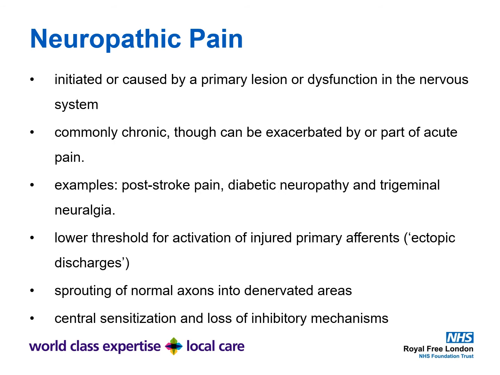The neuropathic pain pathways are very different to those of acute pain. It seems that there are lower thresholds for activation of the injured primary afferents. You've obviously heard of ectopic beats, and it seems that in chronic pain there are ectopic discharges of injured primary afferents, which means patients are getting multiple extra pain signals that they otherwise wouldn't have. There is also sprouting of normal axons into the denervated areas. We also see evidence to suggest central sensitization and loss of inhibitory mechanisms, which again means that the patient's pain experience is exacerbated considerably.